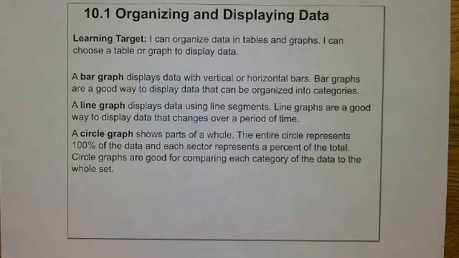A circle graph shows parts of a whole. The entire circle represents 100% of the data. Each sector represents a percent of the total. Circle graphs are good for comparing each category of data to the whole set.